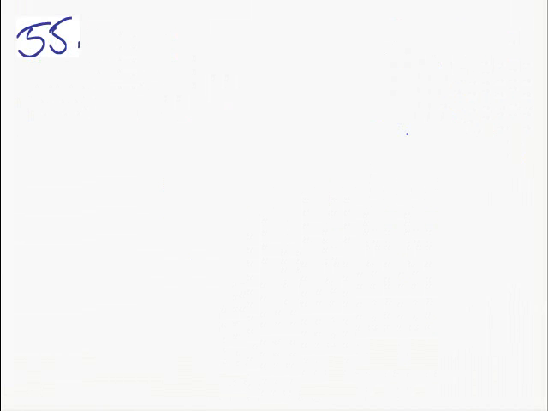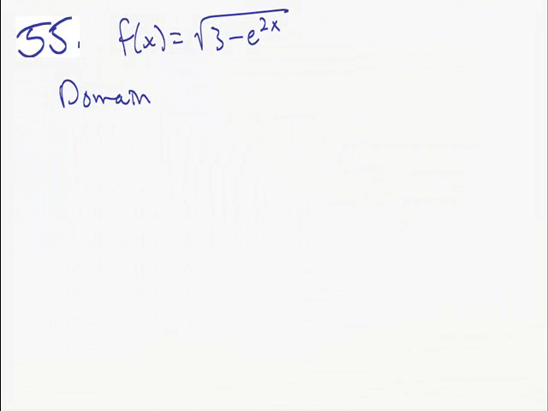55, we want to find the domain of the function and the inverse in its domain. Our function in 55, as you'll notice, is the square root of 3 minus e to the 2x. Let's talk about the domain of this first. We have a square root, and remember, if you're going to take the square root of something, you have to make sure that what you take the square root of is 0 or larger.